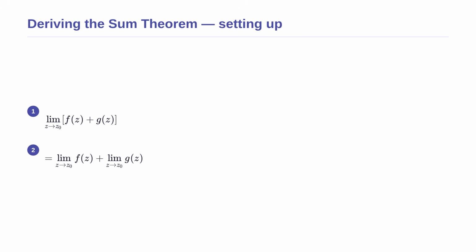To solve this, we use the definition of limits, which allows us to separate the terms as long as the individual limits exist. By applying the properties of limits, we distribute the limit operation to each function individually. This step is completely valid because we already established that the limits of f of z and g of z exist independently. We have now split this single limit into two separate, manageable limits.